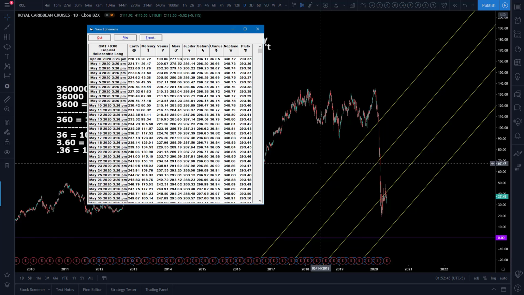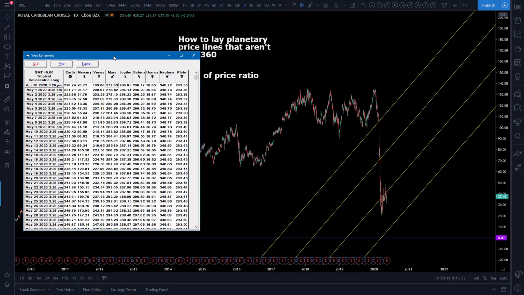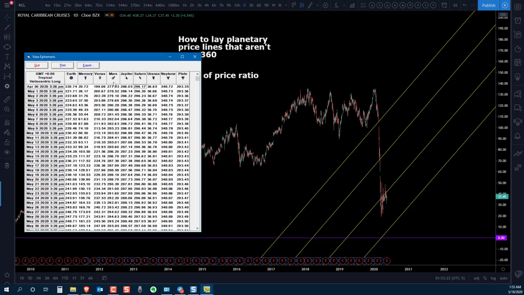So heliocentric is used whenever we're plotting manually. Heliocentric is the view from the sun. I still include the sun because it's the simplest solar body to plot, really, because you know exactly when it's going from 0 to 360. So for this example of a planetary plotting, let's just do Saturn. So Saturn on April 30th is going to be 296.17.